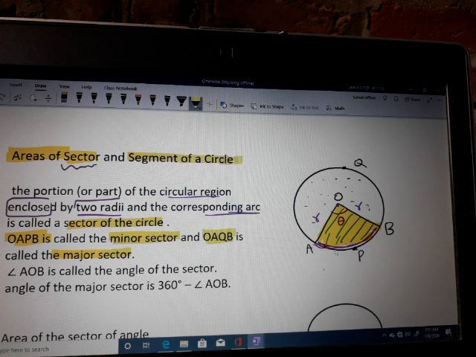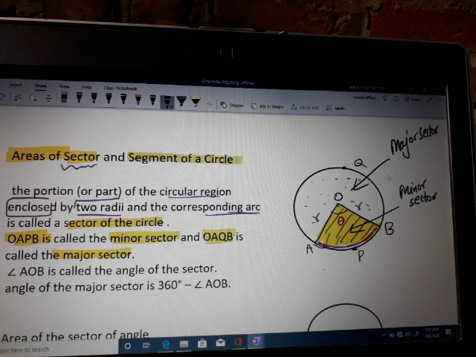With the minor arc, which subtends angle theta, this is the minor sector, and this is the major sector. I am writing here: this region is the minor sector. Above that, this region is the major sector.